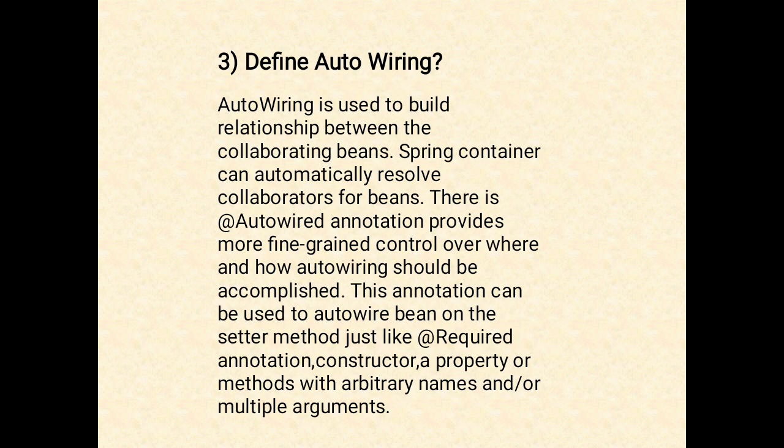The third question is, define autowiring. Autowiring is used to build relationship between the collaborating beans. Spring container can automatically resolve collaborators for beans. The Autowired annotation provides more fine-grained control over where and how autowiring should be accomplished. This annotation can be used to autowire a bean on the setter method, constructor, a property, or method with arbitrary names and or multiple arguments.